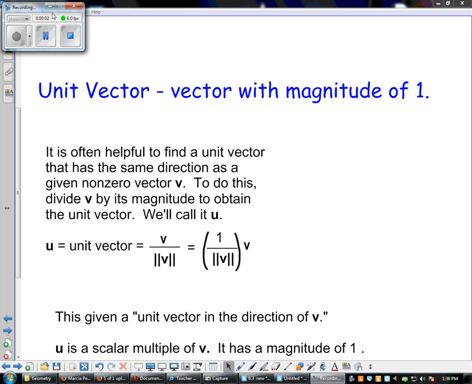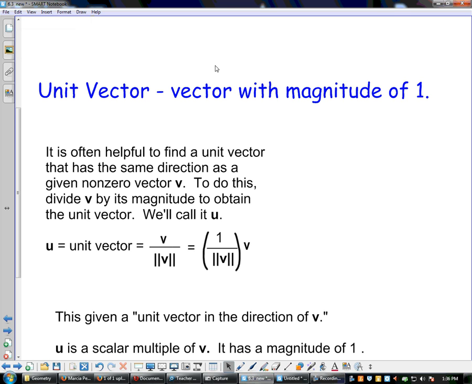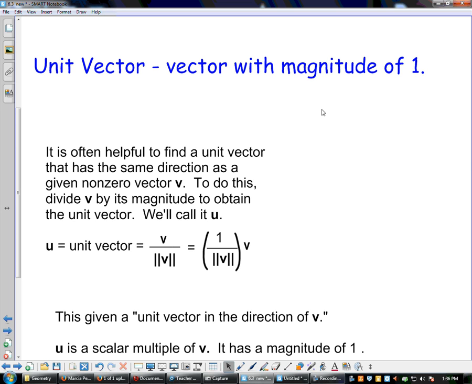Okay, so we are continuing our look at section 6.3 on vectors. Everyone has their notes out. We were talking at the end of last class about unit vectors, so let's pick up where we left off.